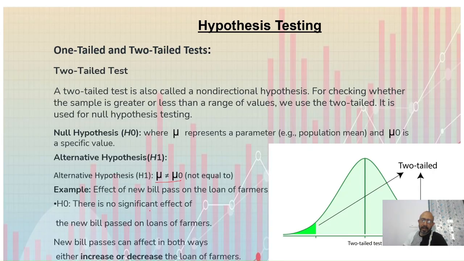Example: effect of a new bill passed on the loans of farmers. Here H0: there is no significant effect of the new bill on the loans of farmers, but the new bill can affect in both ways, either increase or decrease the loans of farmers. So that is a two tail test.